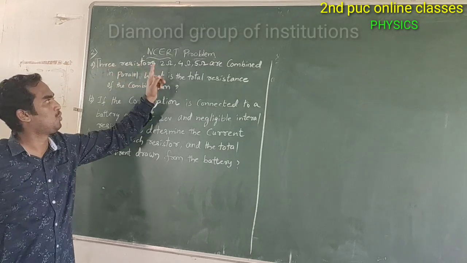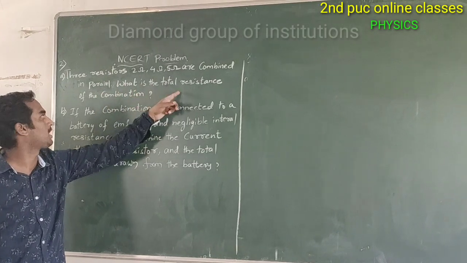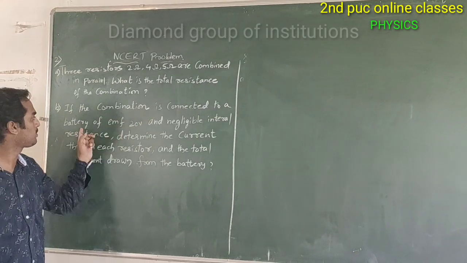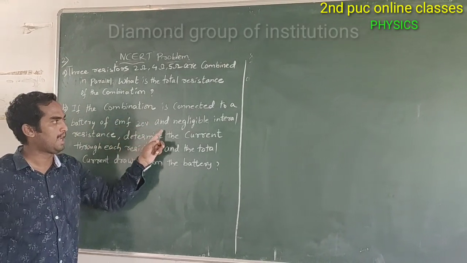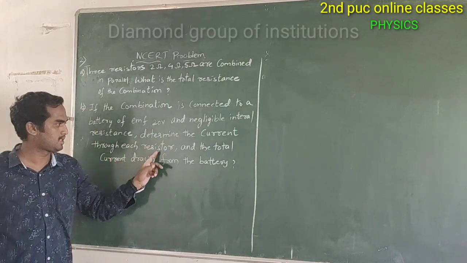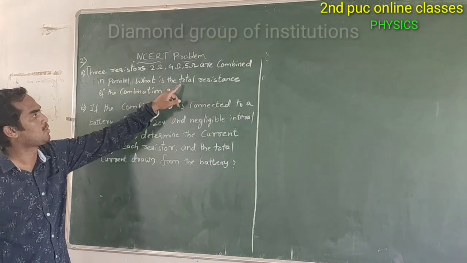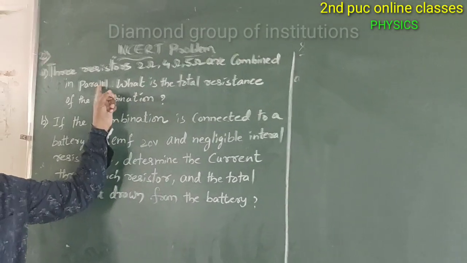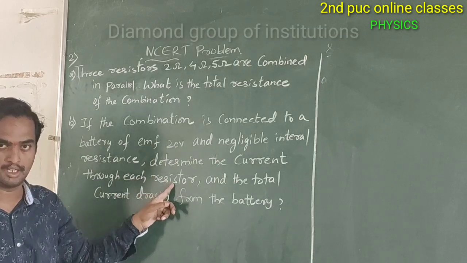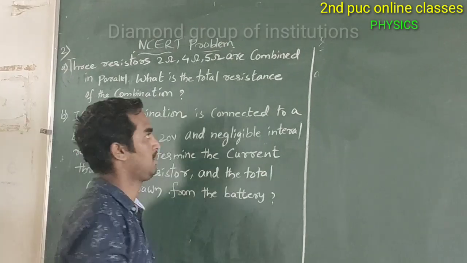So problem number 2. 3 resistors, 2 ohm, 4 ohm, 5 ohm are connected in parallel combination. What is the total resistance of the combination? This is the first question. If the combination is connected to a battery of EMF 20 volts and negligible internal resistance, determine the current through each resistor and also find the total current drawn from the battery. So first question is total resistance of the combination when connected in parallel, and next we have to calculate the current through each resistor and also the total current drawn from the battery.